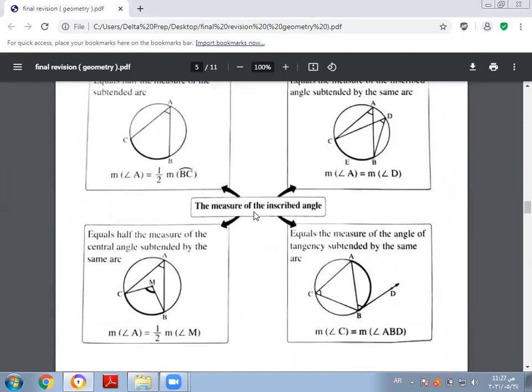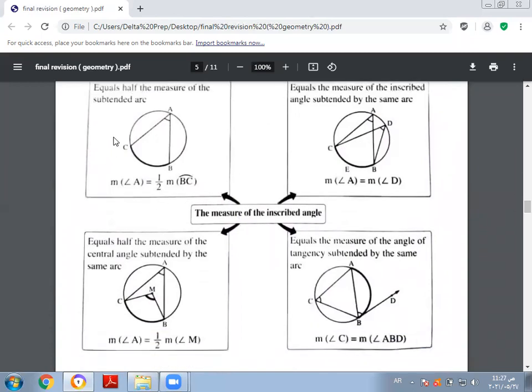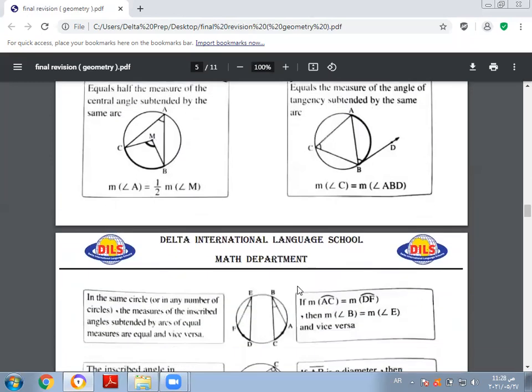The measure of the inscribed angle may be equal to half the measure of the subtended arc: measure angle A equals half measure arc BC. It equals the measure of the inscribed angle subtended by the same arc: measure angle A equals measure angle D. It equals half the measure of the central angle subtended by the same arc: measure angle A equals half measure angle M, or measure angle M equals double angle A. It equals the measure of the angle of tangency subtended by the same arc: measure angle C equals measure angle ABD.